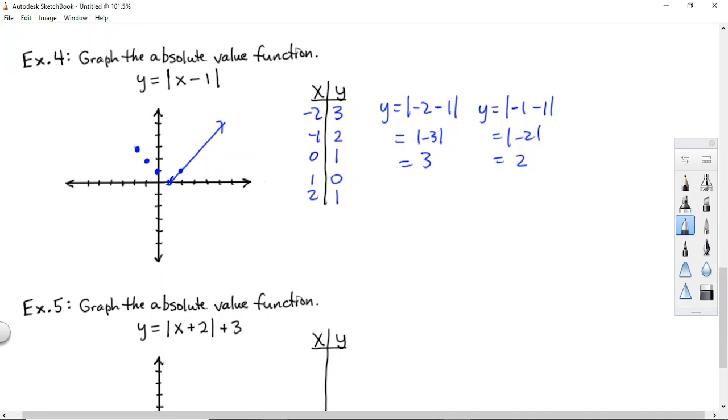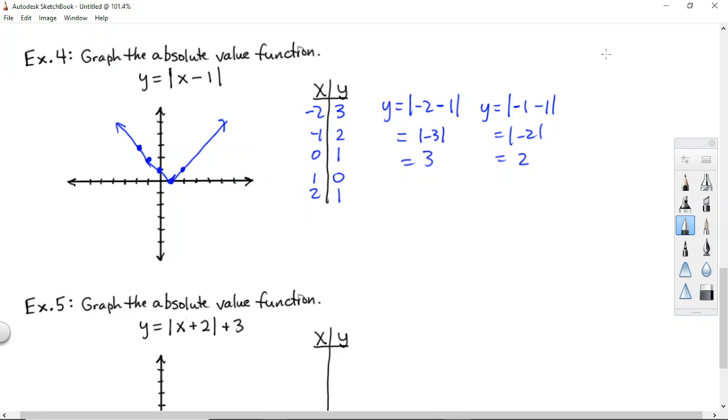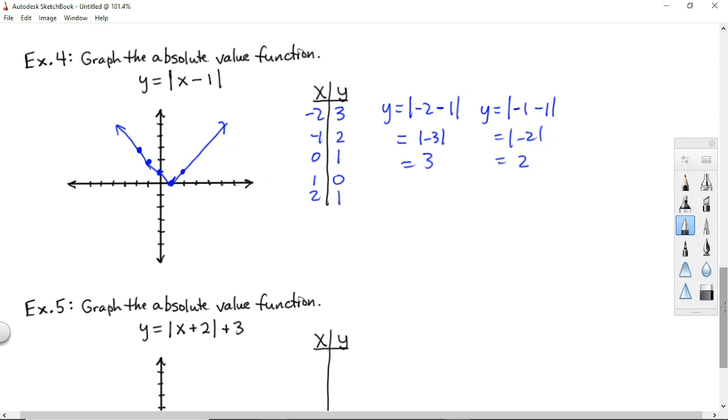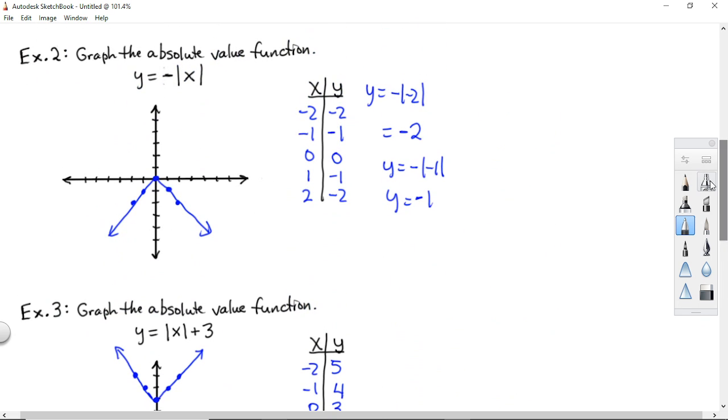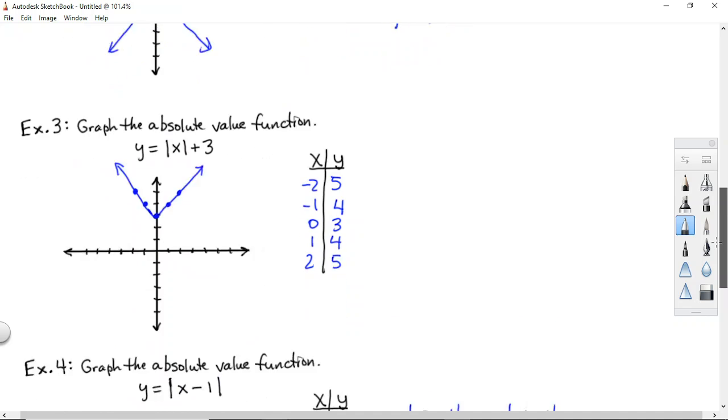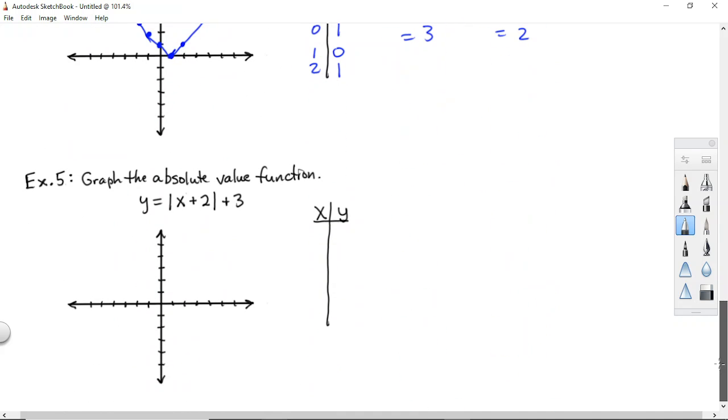As long as we have enough to show where the vertex is, we're good. And the vertex is this point at the bottom, okay? Or if it's flipped over like the one we had before, the vertex of this one is not at the bottom, it's at the top, you might say. But it's where the graph turns sharply. Okay. So we just have one more.